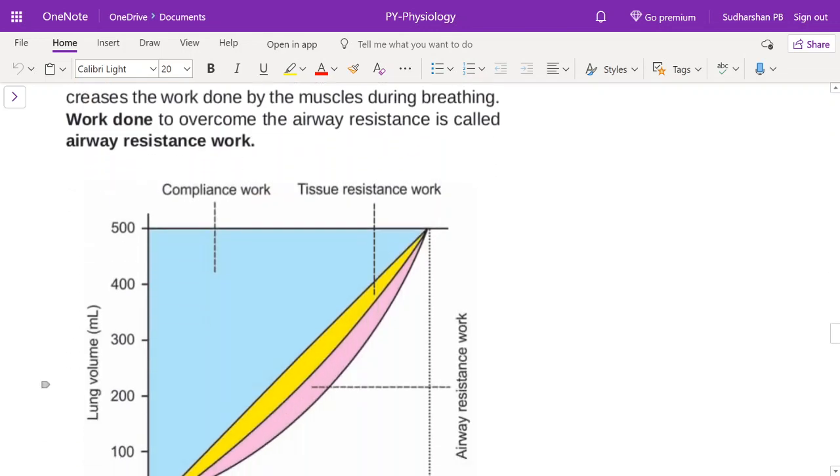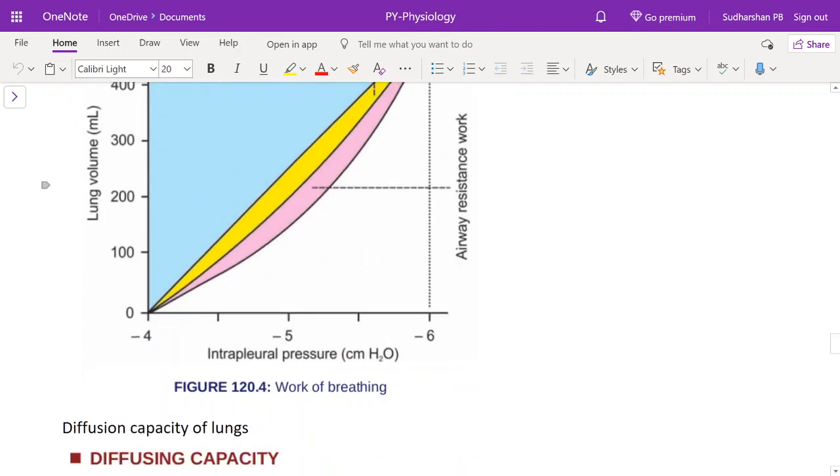Here we can see this is expiration, this is inspiration. Inspiration will be the airway resistance, expiration will be the tissue resistance, and here we will have the compliance. See how much space is there for compliance. Okay, same units. X-axis is 1 unit, Y-axis is 100 units.